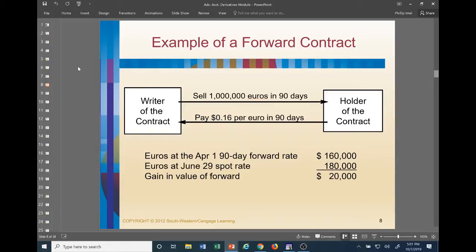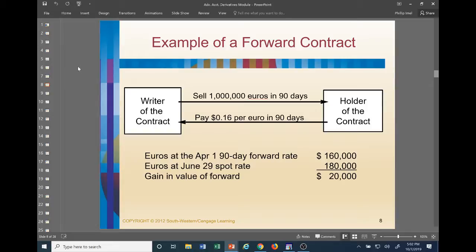So let's look at the relationship between the parties. We can see we have the writer of the contract on the left, and he is going to sell a million euros in 90 days to the holder of the contract. And in order for the holder of the contract to have this, he's going to pay 16 cents per euro in 90 days, which will equal $160,000 in 90 days.